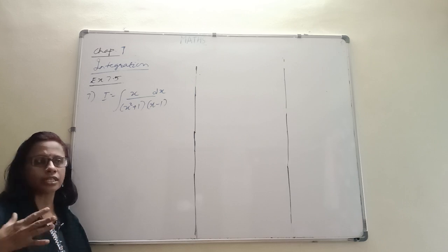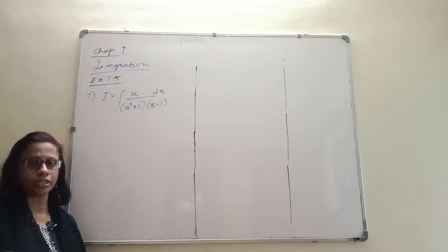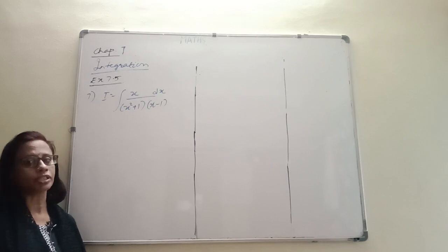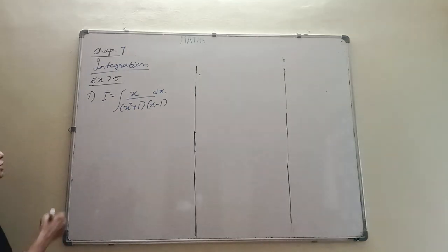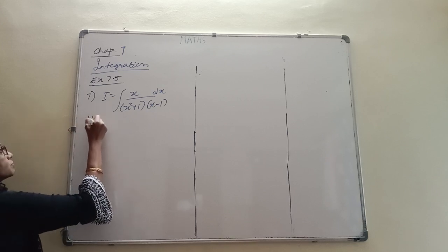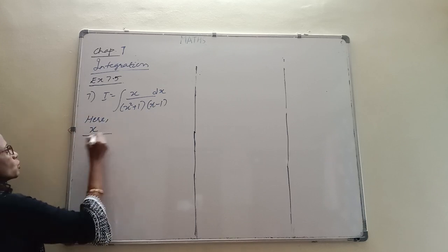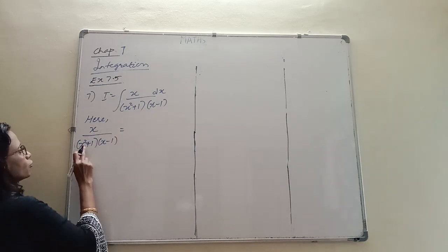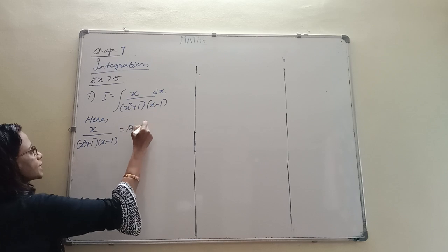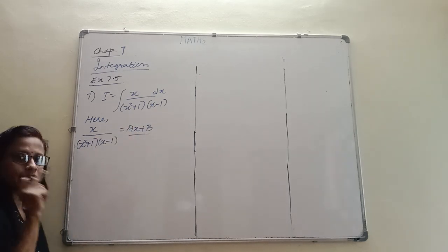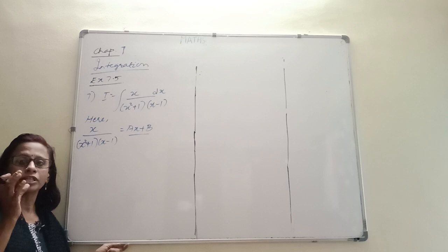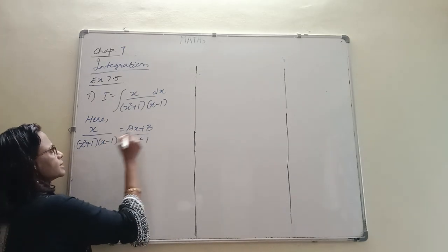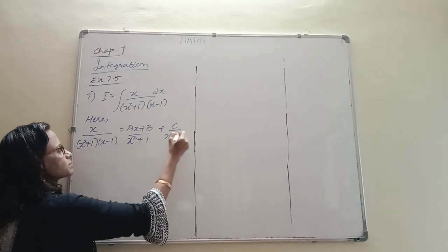Right now we have seen expressions with two linears in the denominator and three linears in the denominator. Now this is a separate variety where we have an irreducible quadratic along with a linear in the denominator. Whenever you have such things, we make a substitution like this: x over x squared plus 1 times x minus 1. For the irreducible quadratic we write a linear above it, ax plus b, and since the other factor is linear, we write c over x minus 1.